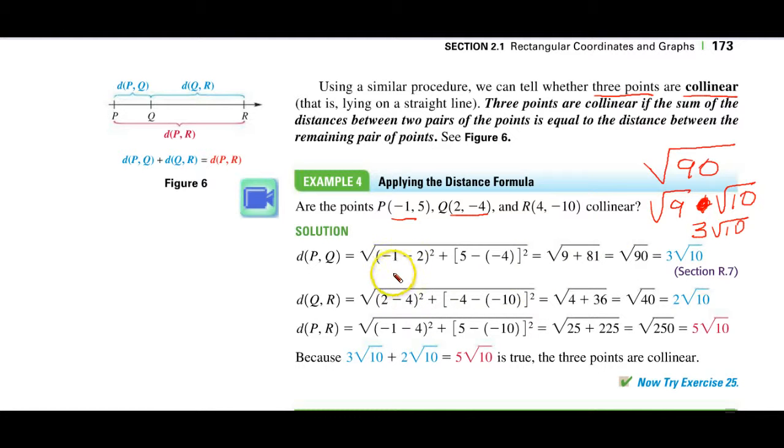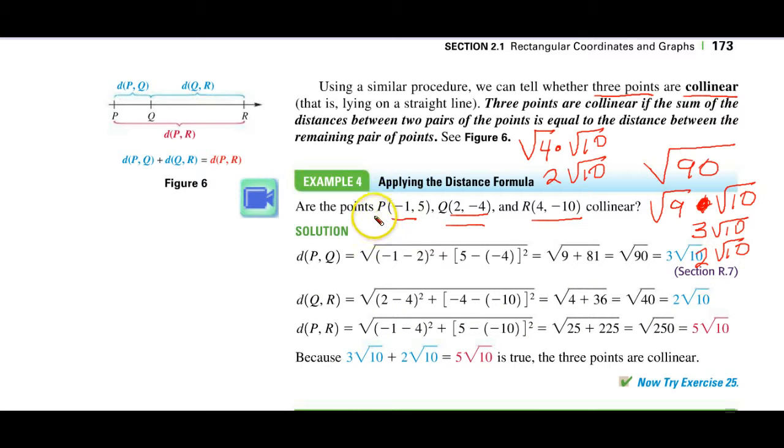And then you do, well, that was P and Q. Now you're going to do Q and R, and that distance is 40. And 40 is the square root of 4 times the square root of 10. And that will be 2 square root of 10. And that's what they have there.